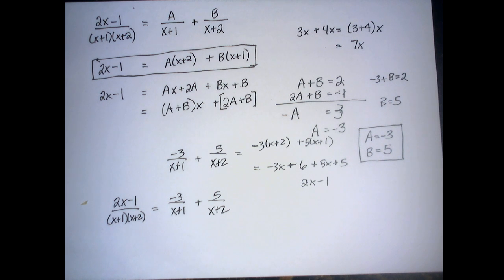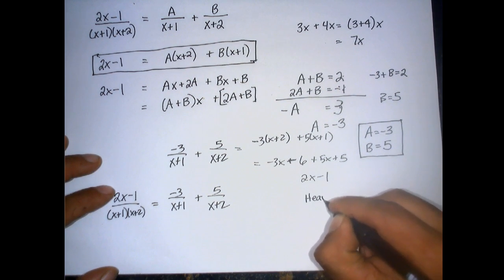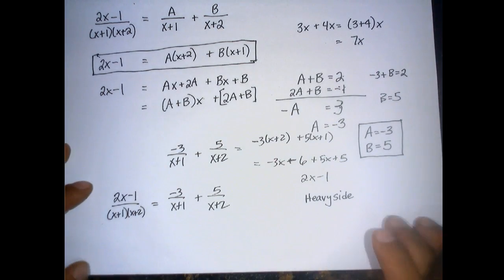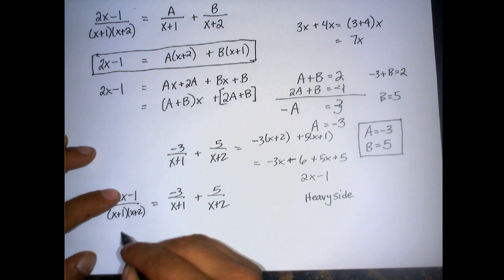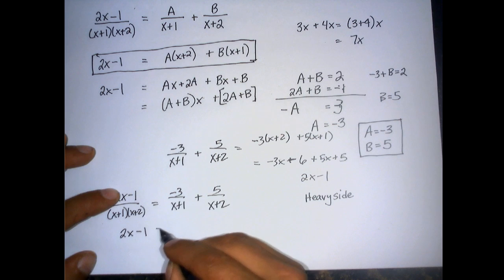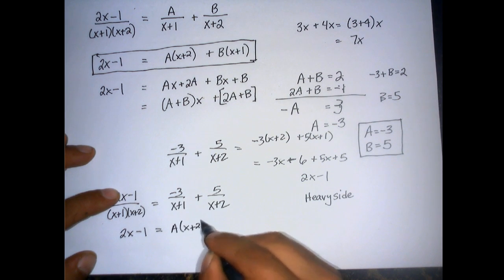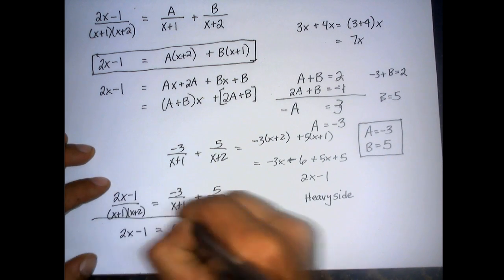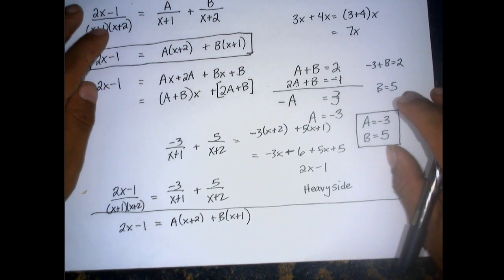Now, let's redo the first problem, except we're going to use what's called the Heaviside Method, because it's a shortcut instead of writing all these equations. And you still have to do everything up to this step right here. So we're going to use our big equation here. 2x minus 1 is equal to a times x plus 2 plus b times x plus 1. This is called the Heaviside Method. It's named after a guy named Heaviside.